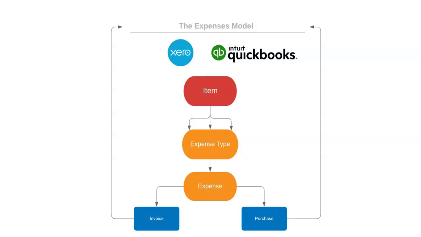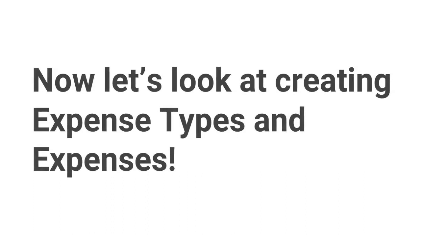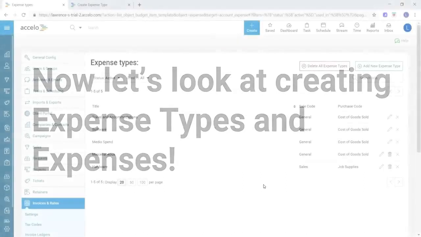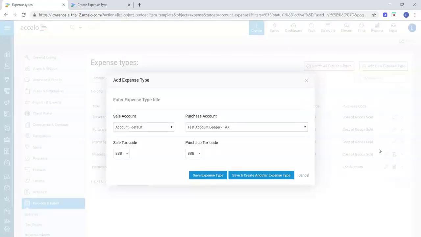Now, after going over that model, let's jump right in and take a look at creating expense types and expenses themselves. Now that we're in the Accelo application itself, let's take a look at the big differences, starting with expense types. What you're looking at on the screen here is the old version of expense types. As you can see, there's not a whole lot to really work with. We get a title, we get a sale code, and a purchase code. And if we want to add a new expense type, we don't really have too much in here. We can add a title, a sale account, a purchase account, a tax code for sale, and a tax code for purchase. But that's really it.